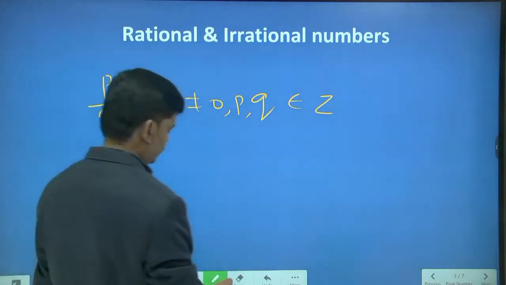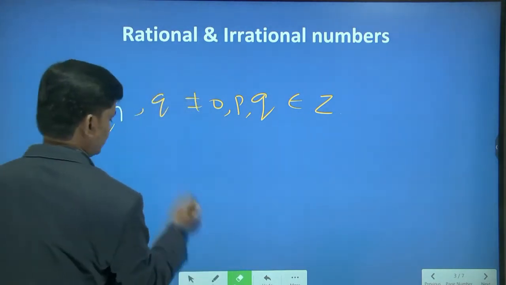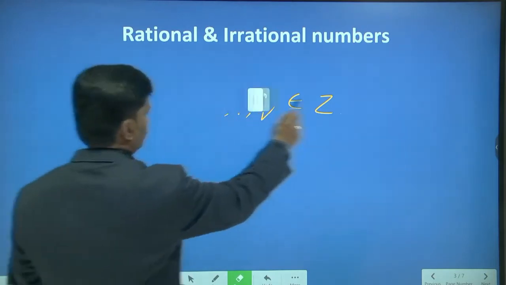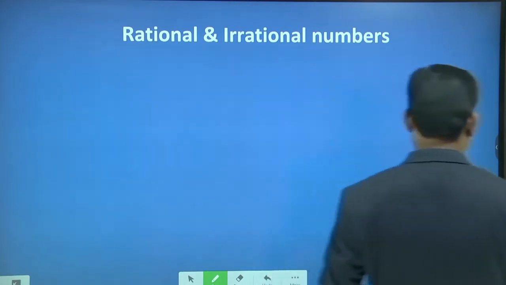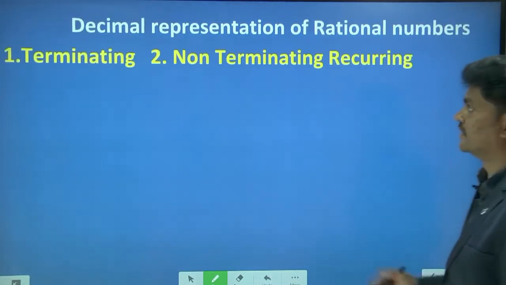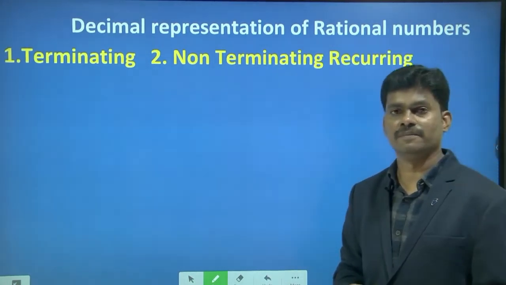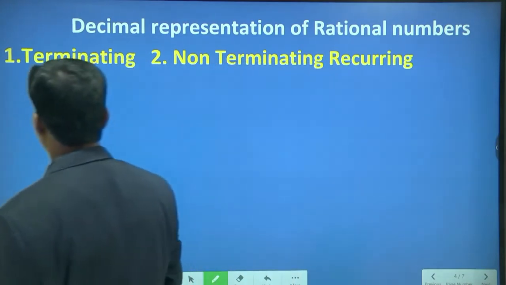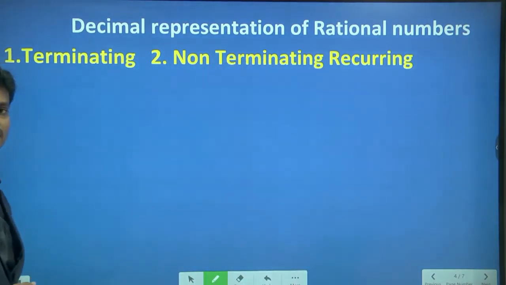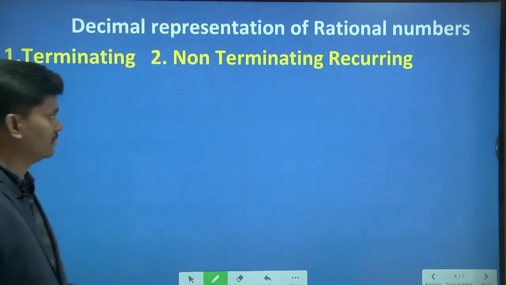So now, terminating and non-terminating, some different types of expressions in the rational numbers we will see now. So, decimal representation of rational numbers. What is the decimal representation of a rational number? A rational number can be expressed in the form of P by Q, where Q is not equal to 0 and P, Q are integers, right?